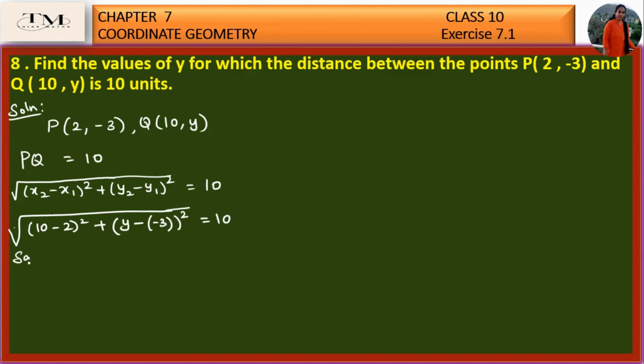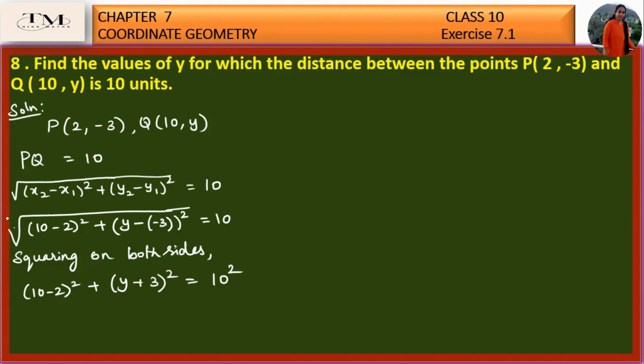So squaring on both sides, what will happen? The root will get cancelled. So we'll get 10 minus 2 whole square plus y, minus into minus is plus, so y plus 3 whole square equal to 10 square. As we square, this root is nothing but 1 by 2, so if you square, 1 by 2 into 2, this 2 gets cancelled. So this root gets cancelled.